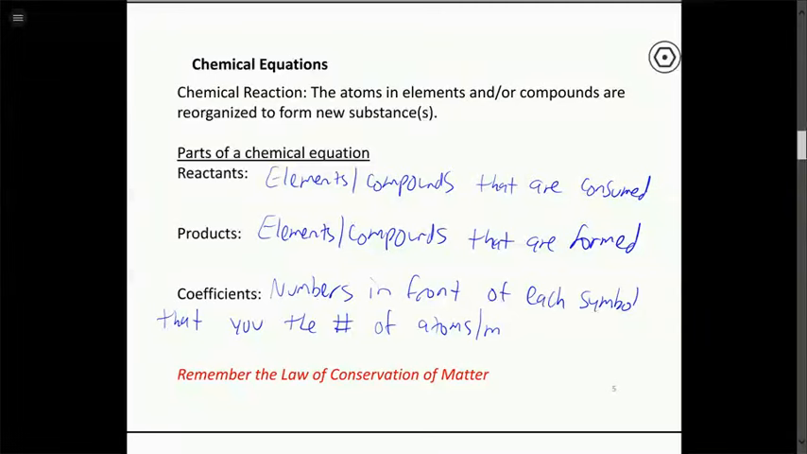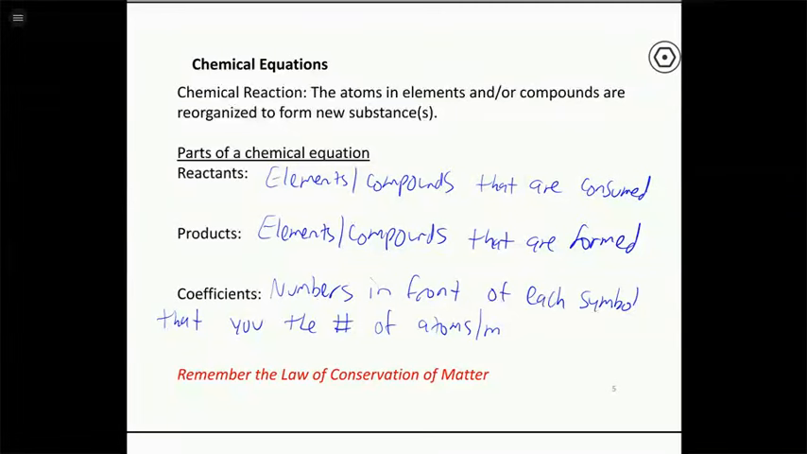Okay, so fumbled it again. I'm not doing it a second time.